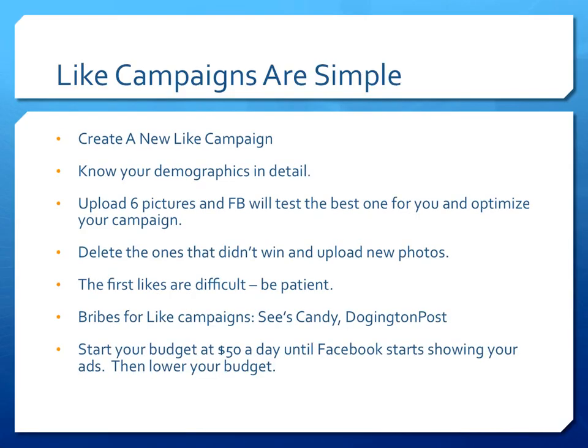That's what we talk about with bribes. Start your budget at $50 a day until Facebook starts showing your ads, then lower your budget. I'm not proposing that you spend $50 a day on likes, but I am proposing that you start it there. Facebook will take you seriously. You could lower it from there down to $5, whatever. Wait until Facebook starts showing your ads. If you tell them I'm a spender, I've got $50 a day, they'll start showing your ads really quickly. Then lower your budget. Nothing wrong with that.